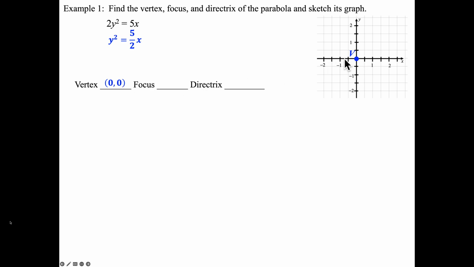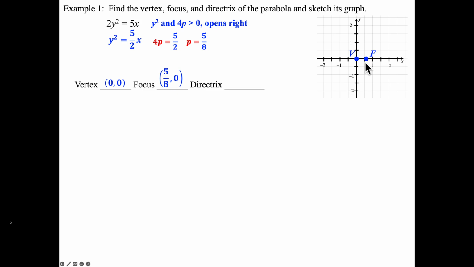There's my capital V. Where is my focus? I need to find the value of p, so 5 over 2 is representing 4p. And because 5 over 2 is positive, we know it's going to open in this direction to the right. So 4p equals 5 over 2. We solve for p. You divide over the 4, which makes it 5/8. So from our vertex, we're going to go 5/8 to the right. So that's going to be 5/8, comma 0. Well, that's right about there.